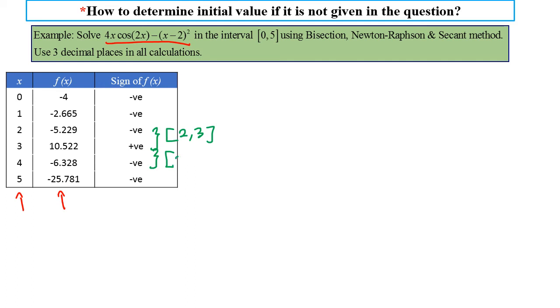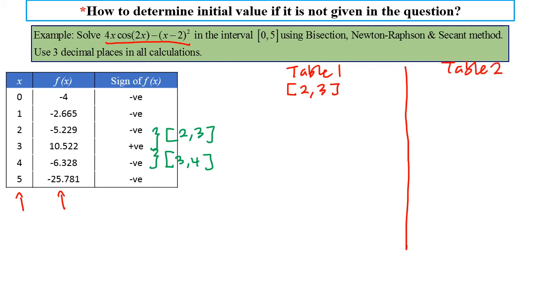So two subintervals are obtained from the interval [0, 5], which are [2, 3] and [3, 4]. This means there exists at least one solution between the interval 2, 3 and also 3, 4. So if you are asked to use the bisection method, Newton-Raphson, and secant method to solve this problem, you have to come up with two tables, where table 1 is based on the interval [2, 3], and table 2 is based on the interval [3, 4].